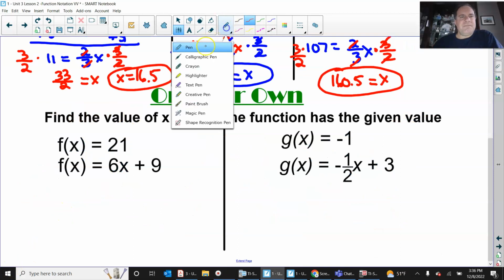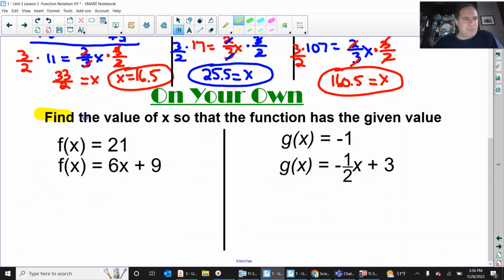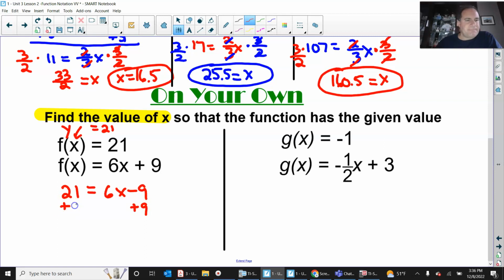So it says find the value of x so that the function has the given value. Remember, find the value of x. There's nothing inside those parentheses. So this is like y equals 21. So we're going to substitute the f of x in as 21 and then 6x minus 9, and we're just going to go ahead and solve for x. This cancels and you have 30 equals 6x. Divide by 6, and you have x equals 5.